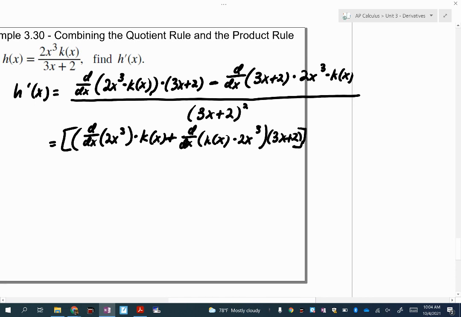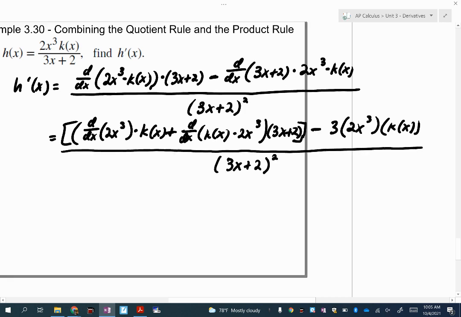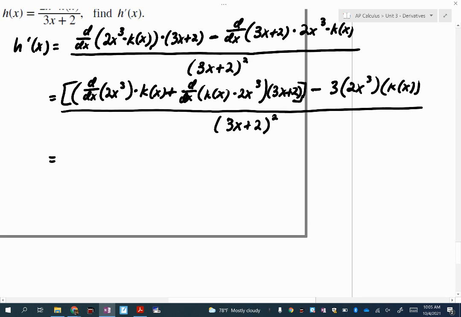I'm going to close that off and subtract, do a little work here. The derivative of 3x plus 2 is just 3, so minus 3 times 2x cubed times k of x. And that's still all over 3x plus 2 squared. Let's do a little cleanup here in the numerator. The derivative of 2x cubed is going to be 6x squared. So that's 6x squared times k of x. Still put this in here.